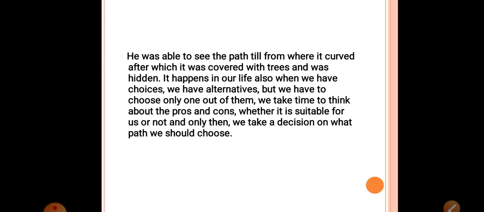He was able to see the path till where it curved, after which it was covered with trees and was hidden. It happens in life also. When we have choices, we have alternatives, but we have to choose only one out of them. We take time to think about the pros and cons, whether it is suitable for us or not, and only then we take a decision on what path we should choose.